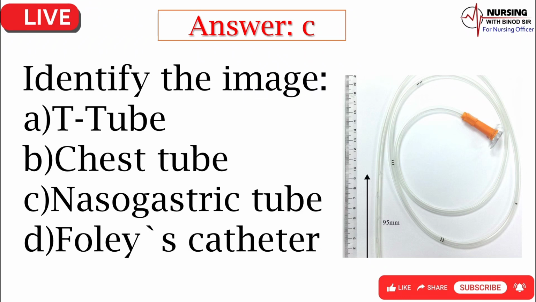5. Aspiration of gastric contents for testing, to collect gastric fluids for diagnostic purposes, such as testing for pH or the presence of pathogens. 6. Prevention of aspiration, in patients at risk of aspiration, such as those with impaired gag reflex or consciousness, the NG tube can prevent food or fluids from entering the lungs. 7. Toxin removal. In some cases, an NG tube may be used for gastric lavage in cases of poisoning or overdose to remove ingested substances from the stomach.